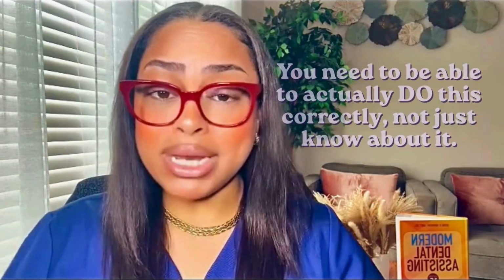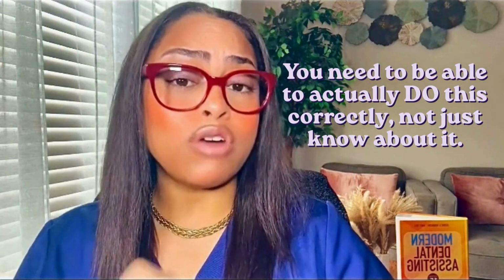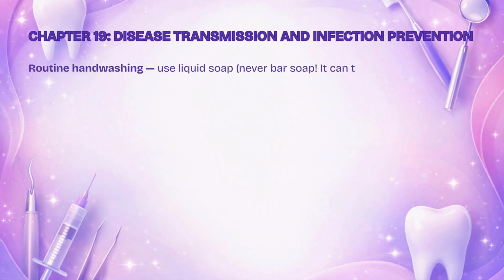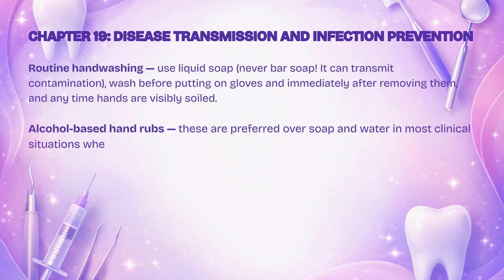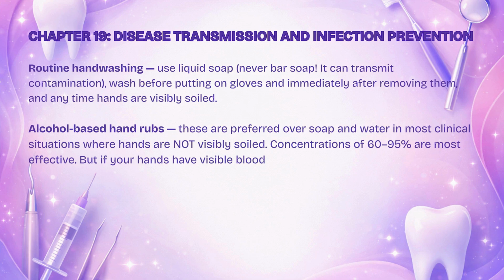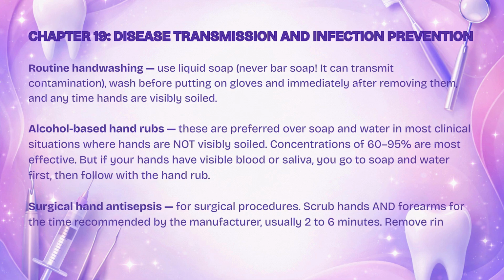Hand hygiene is a performance outcome in this chapter, meaning you need to be able to actually do this correctly, not just know about it. And the book covers 2 steps. Routine hand washing, which is just the use of liquid soap. You never use bar soap. It can transmit contamination. You wash your hands before putting on gloves and immediately after removing them, and anytime hands are visibly soiled.